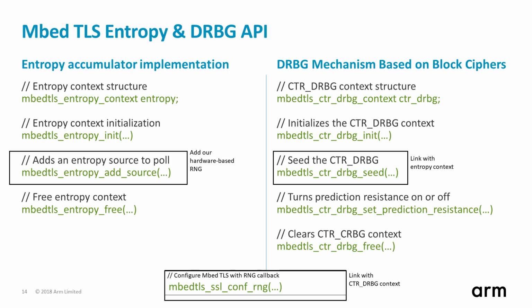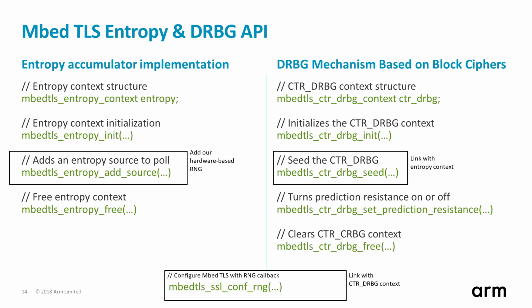The prediction resistance functionality means that every call to the DRBG causes fresh entropy to be retrieved from the hardware, if it's turned on. So what does that mean? You have to decide based on security requirements whether you want this functionality or not. Enabled means that your IoT system will invoke the hardware-based random number generator every time a random number is needed, and the DRBG is then rerun with this new seed value.